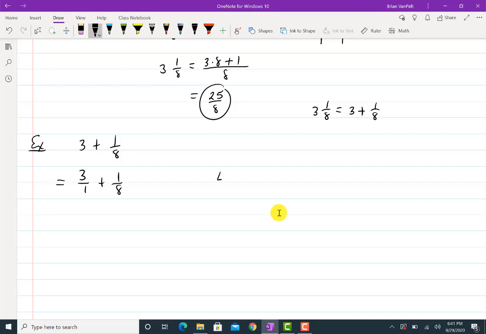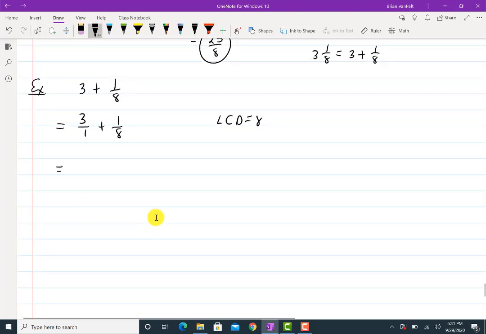And then it's easy. The LCD is just going to be 8 because, since one denominator is 1 and the other one is 8, you only have to get both denominators to be the same as the 8. So I'm going to change this to an 8. Well, what do I have to multiply 1 by to give me an 8? I have to multiply it by 8. Now, before I do anything else, let me add this together. Let me come back to what I did up here.